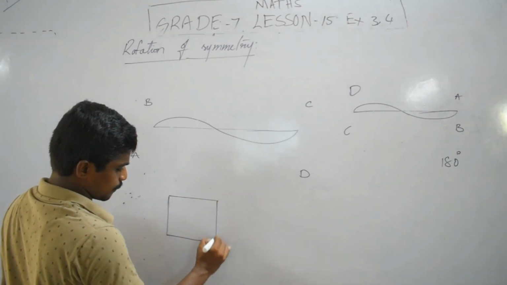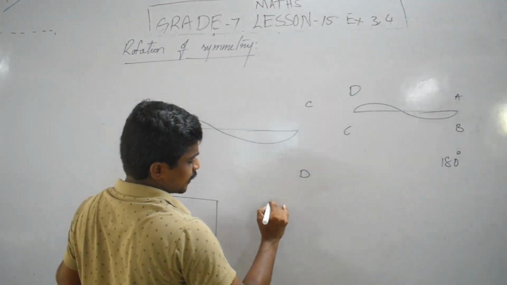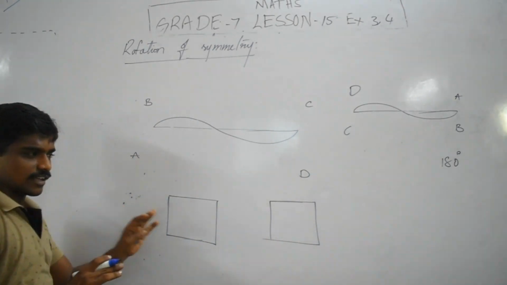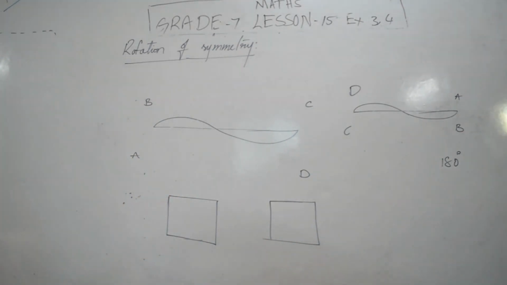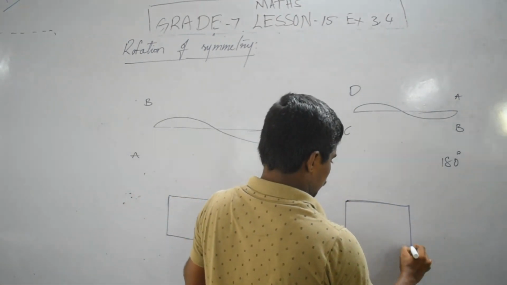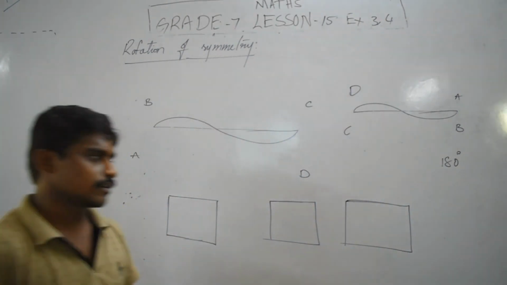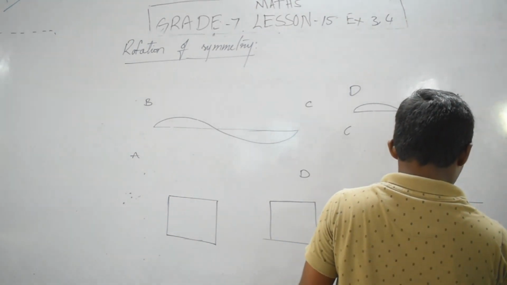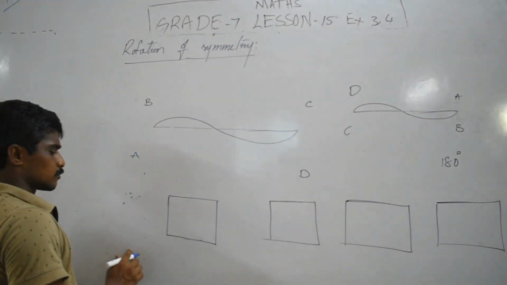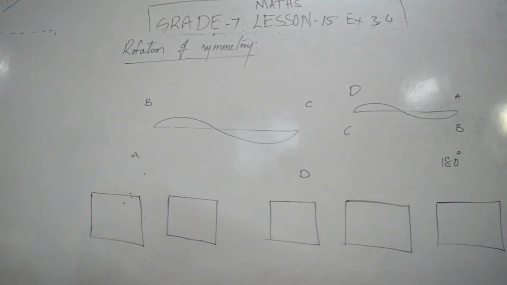Now this is a square. This square we rotate 90 degrees. So is this picture exactly equal or not equal? Equal. So we rotate another 90 degrees, equal. Then we rotate another time, equal. So we rotate another time by 90 degrees.